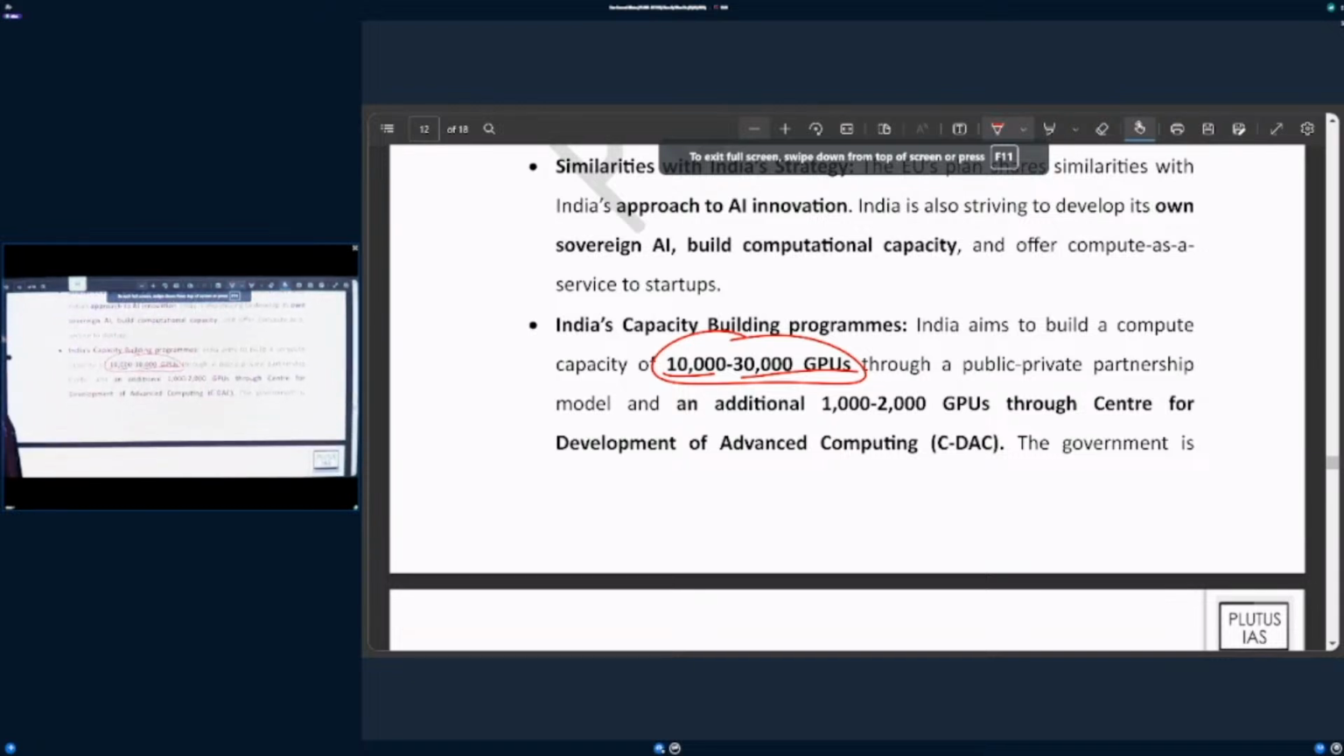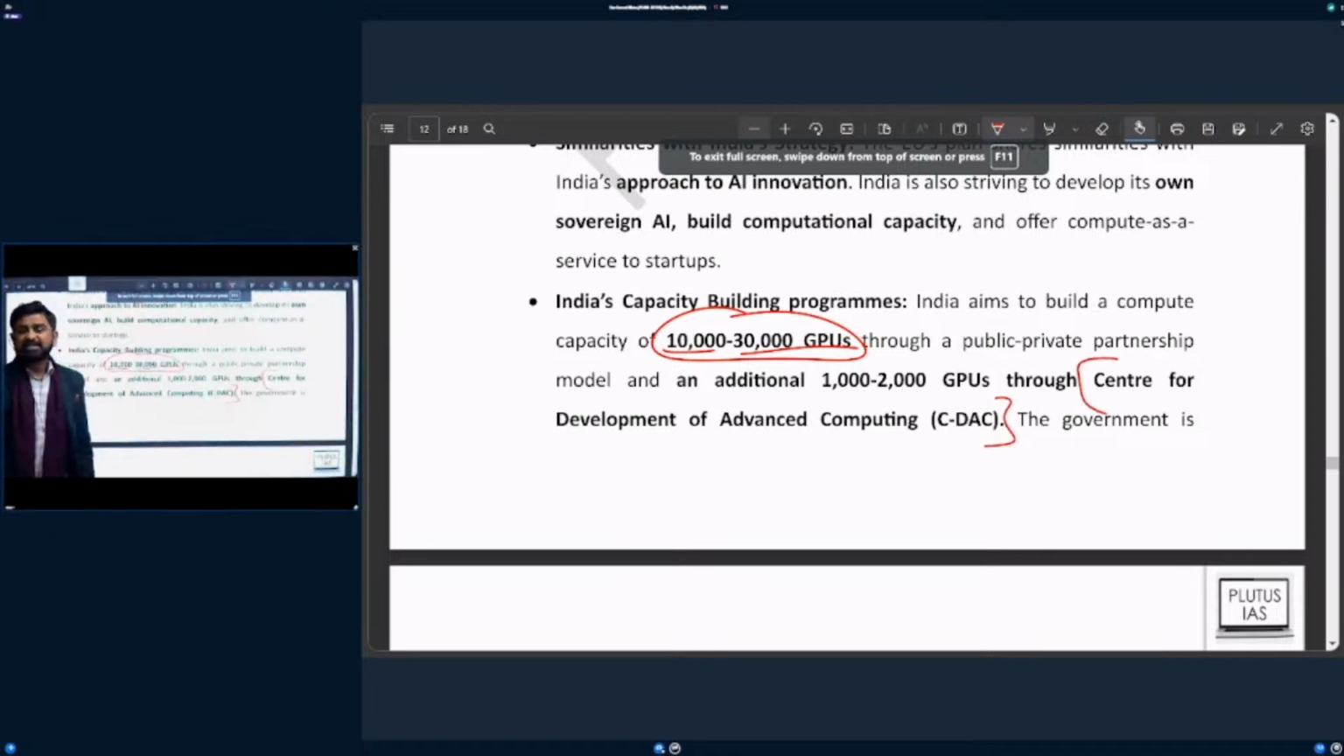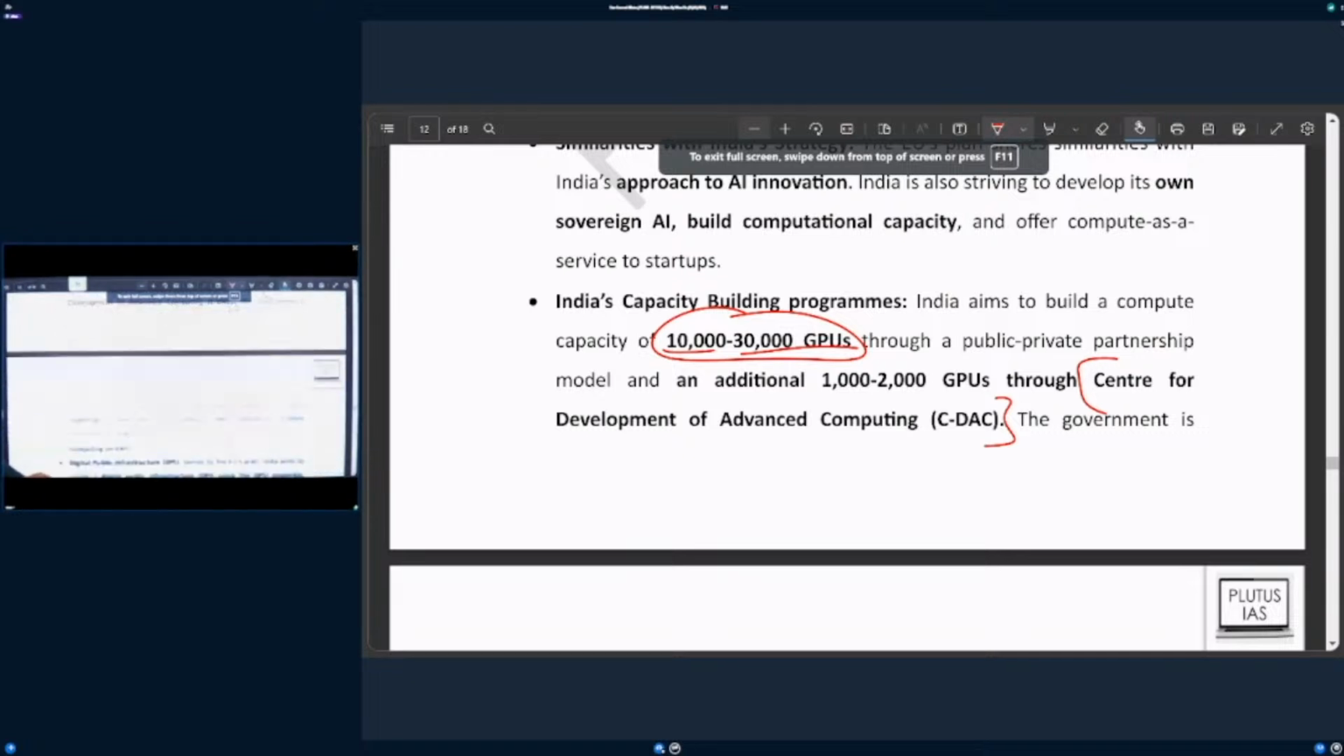And who is developing this? Please remember this institute name. CDAC. Center for Development of Advanced Computing. And it comes under MeitY, Ministry of Electronics and Information Technology. चलिए फाइन है.